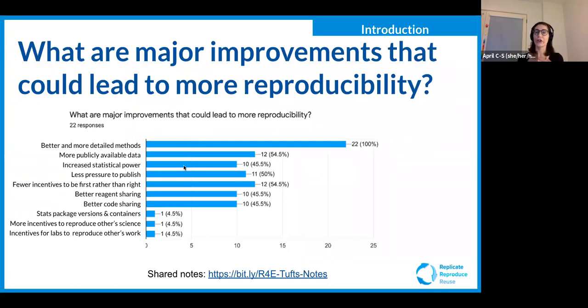So finally, here are your great ideas for what we can do to improve reproducibility. And a lot of these we're going to talk about in the workshop. So better methods, more data, more power, so larger studies, less pressure to publish, fewer incentives to be first rather than right, sharing reagents and code, sharing all of your information about your statistical packages. We're going to talk about that. And then two great suggestions from you guys was incentives to actually go ahead and reproduce each other's work and for labs to reproduce each other's work.